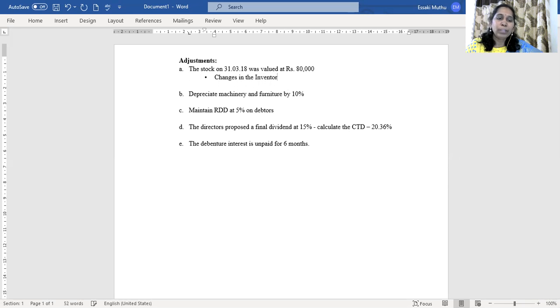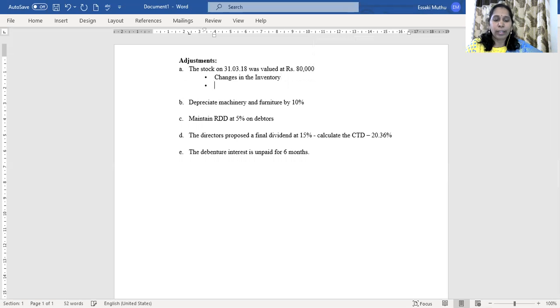That is, the difference between opening and closing stock will be considered as changes in the inventory. So this is the closing stock, 80,000, and in the trial balance they would have given the opening stock. So you have to write the difference as changes in the inventory.